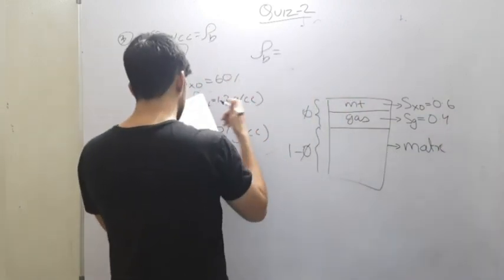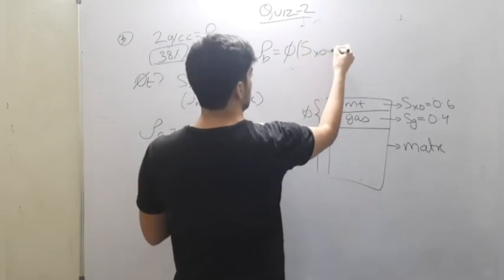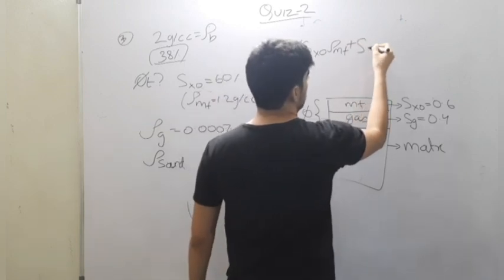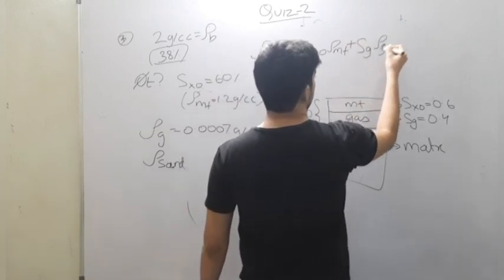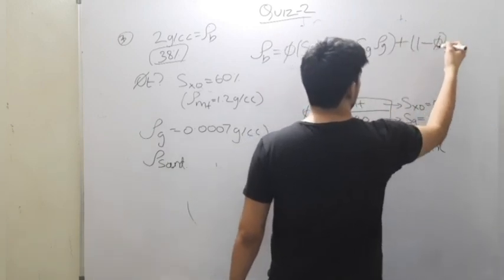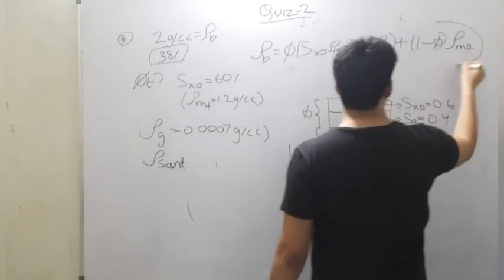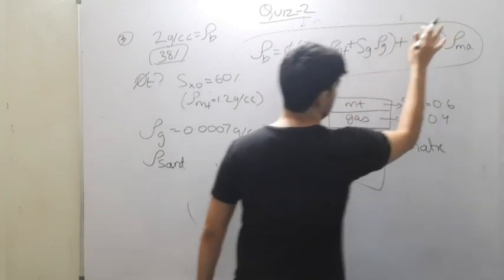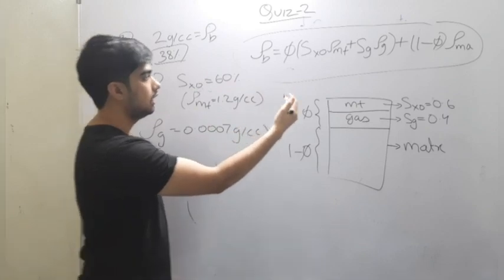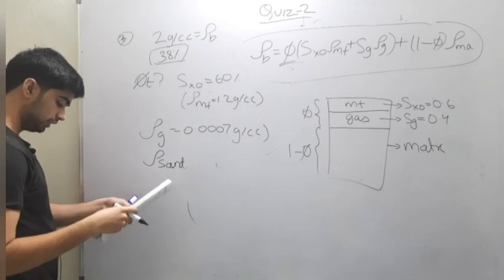Alright, by using this simple formula, phi into saturation of gas into density of gas plus 1 minus phi into density of matrix. So all these values have been mentioned in the question. You can simply add these values here and calculate porosity from the equation. So this was the first question.